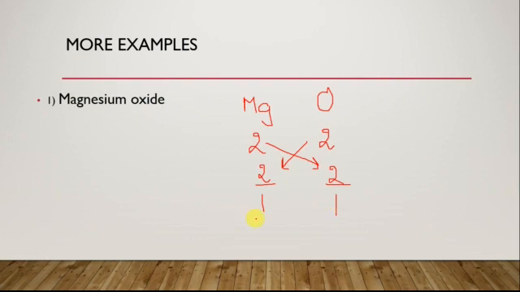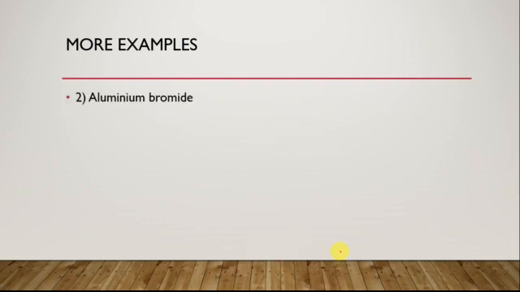Next we will write the chemical formula. So it is Mg. Again 1 we will not write in the subscript, and O. Again for oxygen also it is 1, so we don't write 1, and this is the chemical formula of magnesium oxide, that is MgO. Let us proceed ahead. Aluminium bromide.